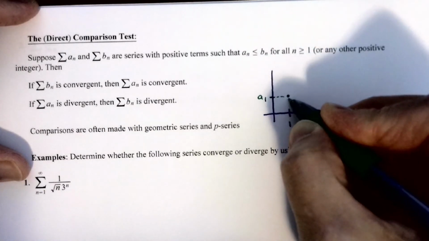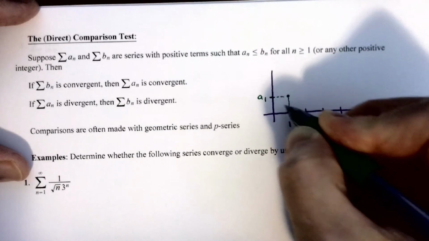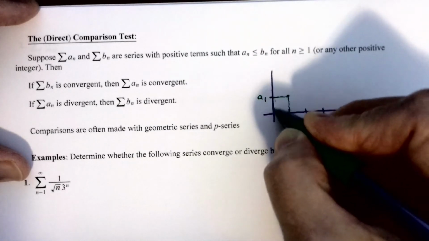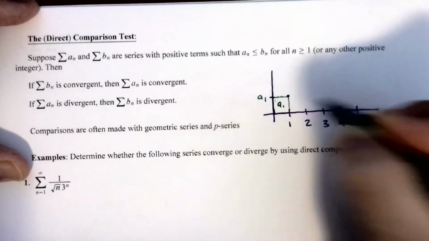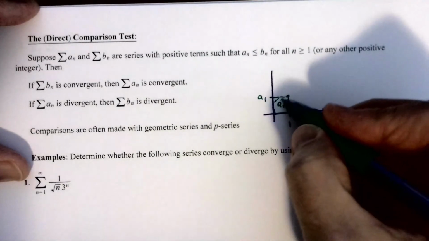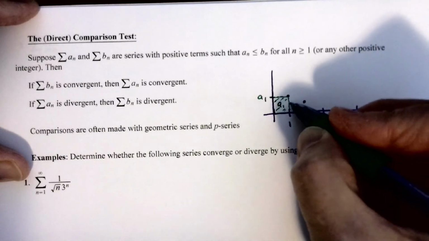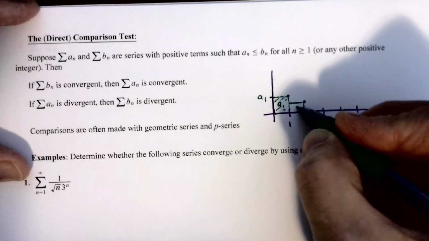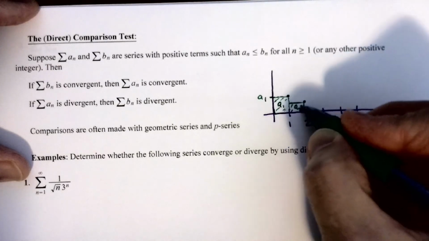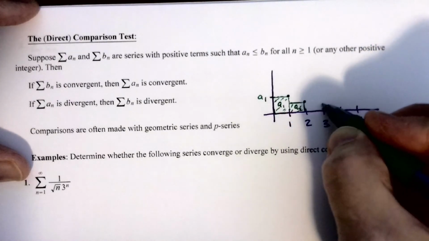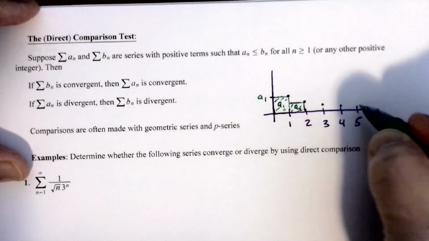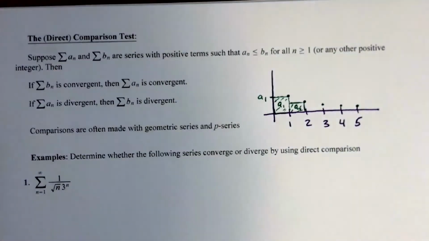But I can think of this geometrically, as we've done before, with this rectangle right here. What's the area of this rectangle? It's a sub 1. And then let's suppose a sub 2 is right here. Then I can also say the area of this rectangle is a sub 2. And so on. So maybe here's a sub 3, a sub 4, a sub 5, and so on.